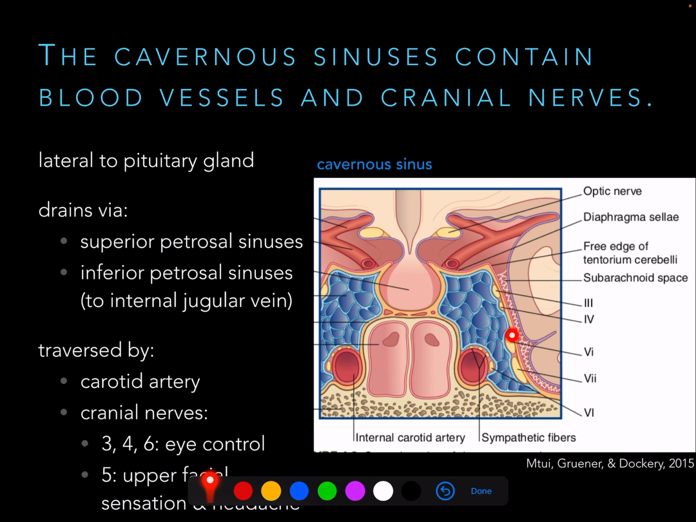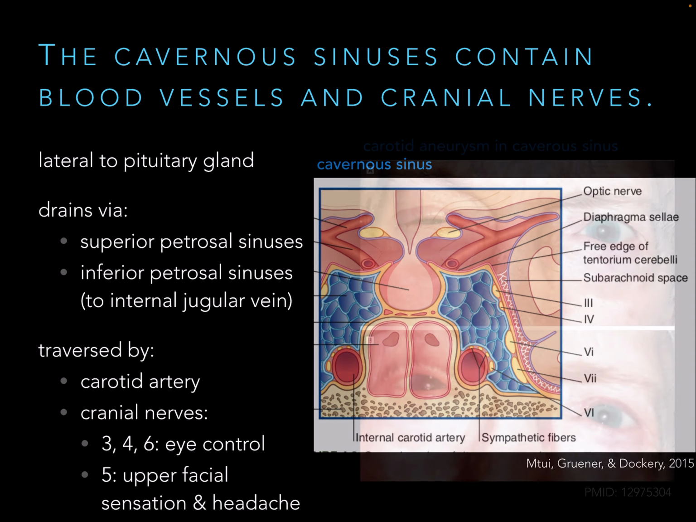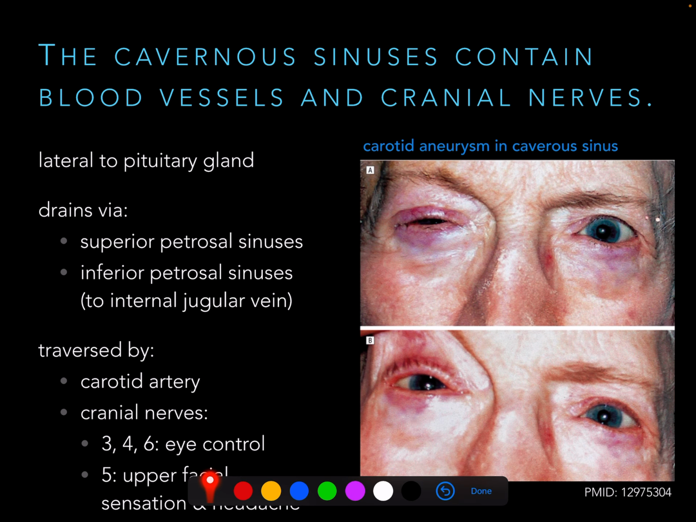Stimulation of cranial nerve 5 will also give us headache, and that's what we see here. This lady had a fall that then led to a carotid aneurysm within the cavernous sinus. As a result, she had trouble opening her right eye, as you can see here. She also has a blown pupil, as we can see in panel B. Along with this, she had reduced sensation in her upper face, as well as headache.